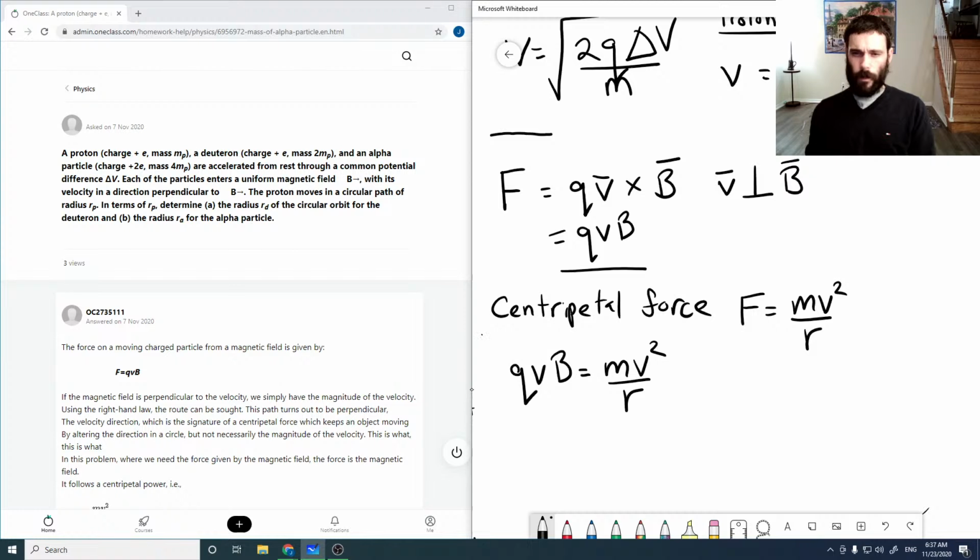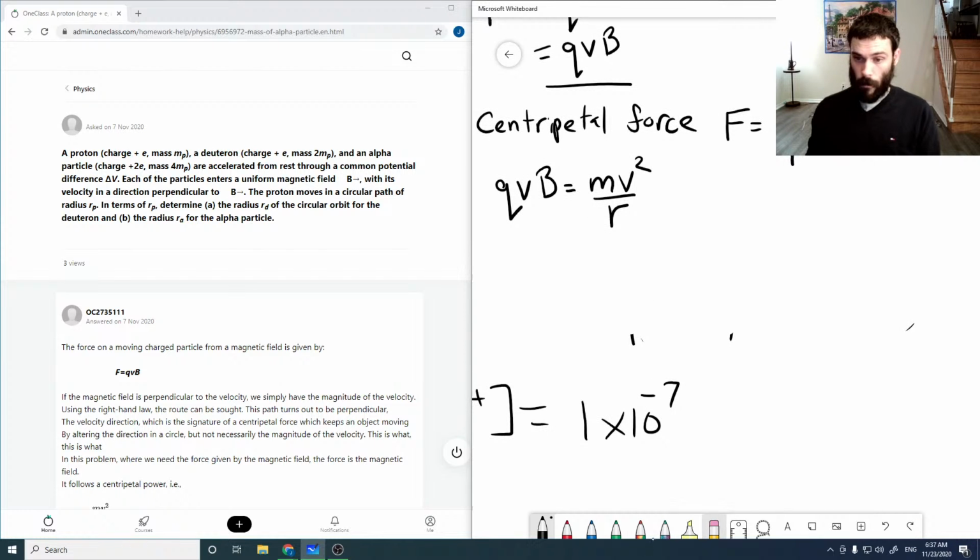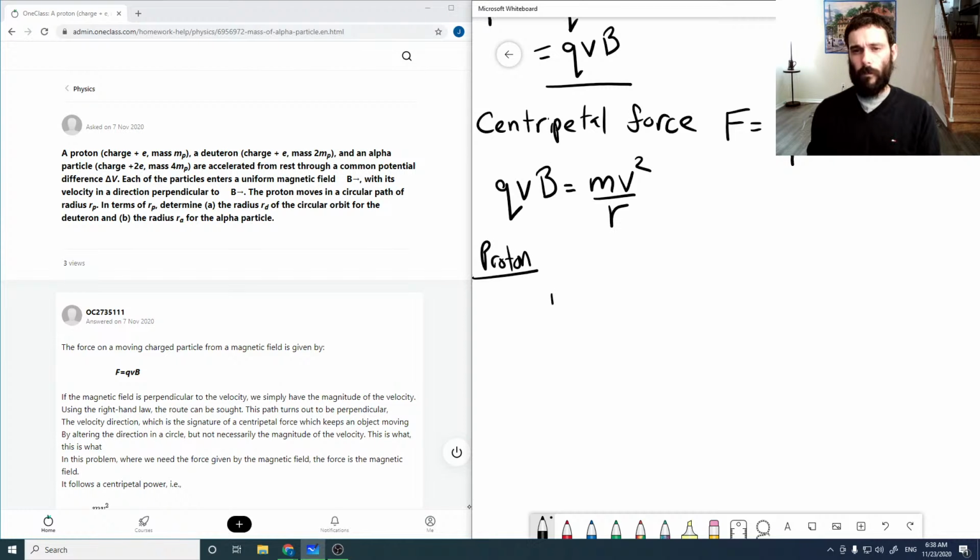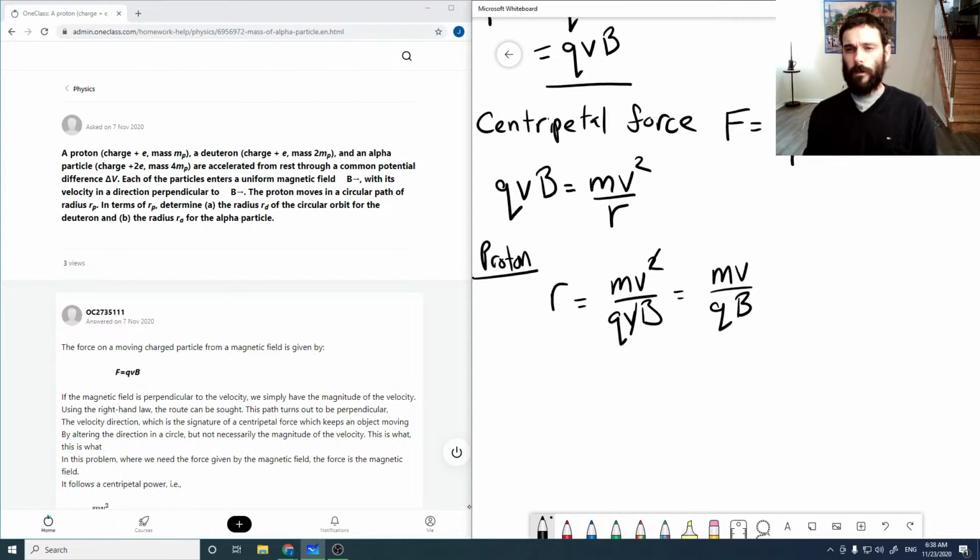So for the proton, rearranging this, r equals mv squared over qvB, although at this point this is still just general, so mv over qB. So that's our radius expression for any of the particles, actually, but specifically for the proton, we will have rp equals mp v over eB.